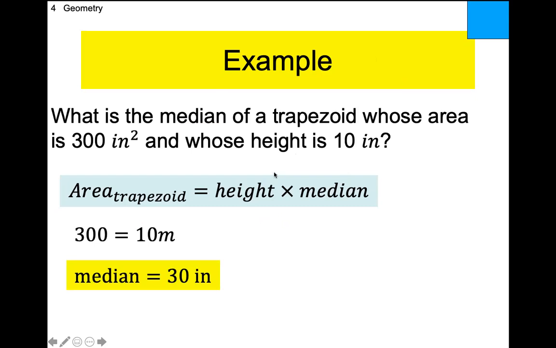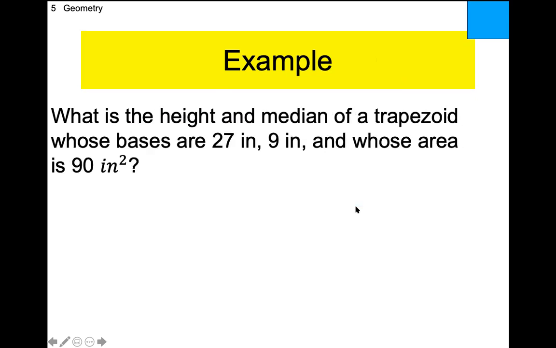But remember, we were able to understand that really quickly because we've already done work on medians of a trapezoid. 7th and 8th graders don't do that. So that's why they don't get this one. But that was pretty simple. Let's do a more challenging one.